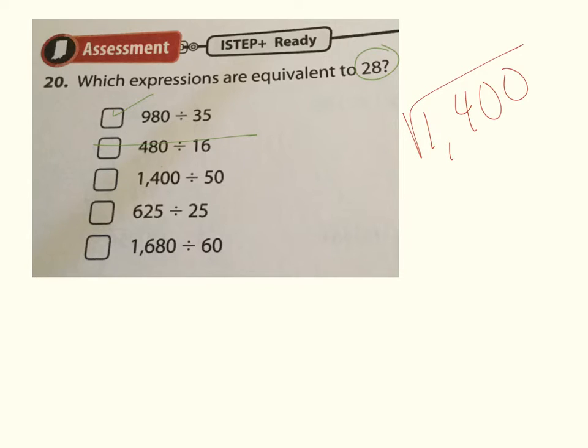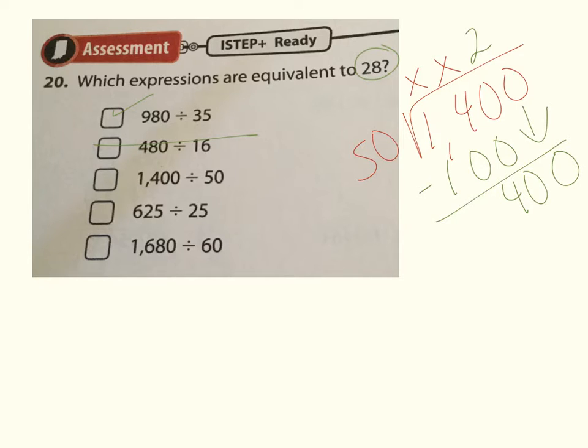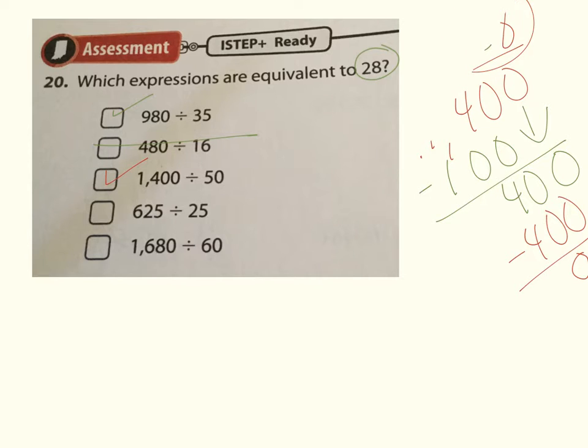1,400 divided by 50. Break down the problem a little more simple. 50 does not go into 1. 50 does not go into 14. But 50 will go into 140. It goes into 140 2 times, equaling 100. Subtract and you get 40. Bring down your 0. But 50 goes into 400 8 times. 8 times 50 is 400. Subtract and you have 0. Your answer is 28, so that one works. Erase, erase.